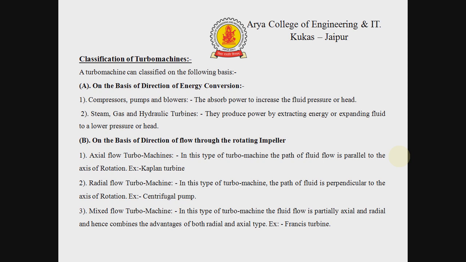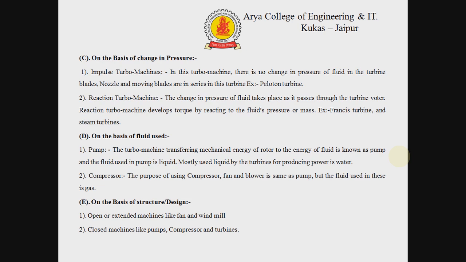In this type of turbo machine, the fluid flow is partially axial and radial and hence combines the advantages of both radial and axial types. Example, Francis turbine. Now see, on the basis of change in pressure. In this classification, there are two types of turbo machine. First is impulse turbo machine and second one is reaction turbo machine.